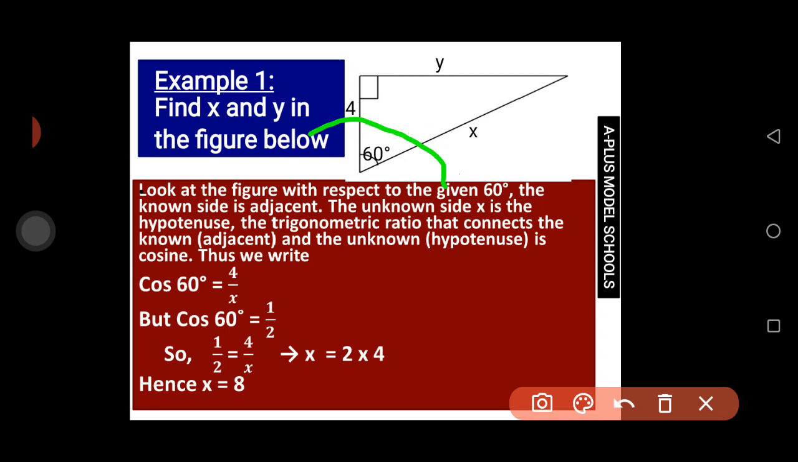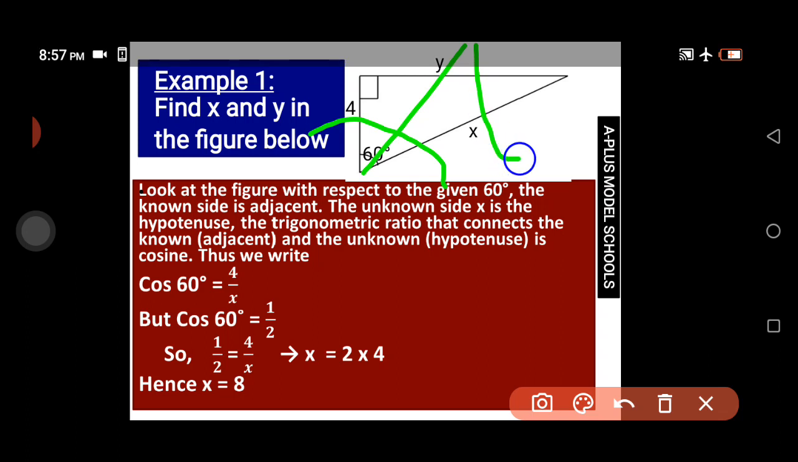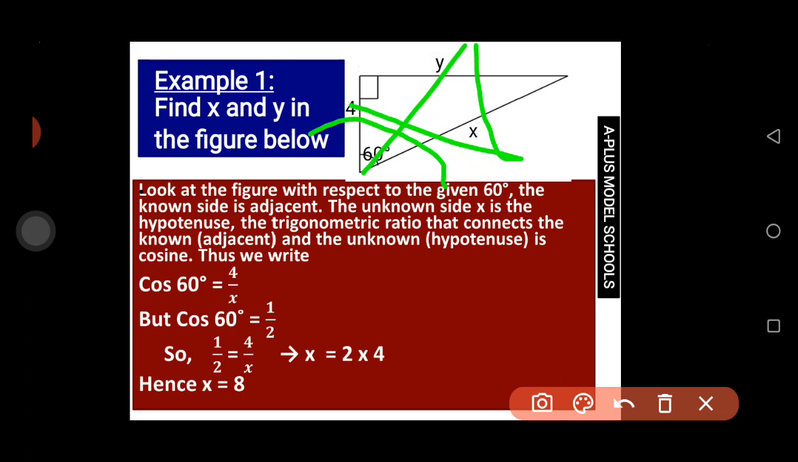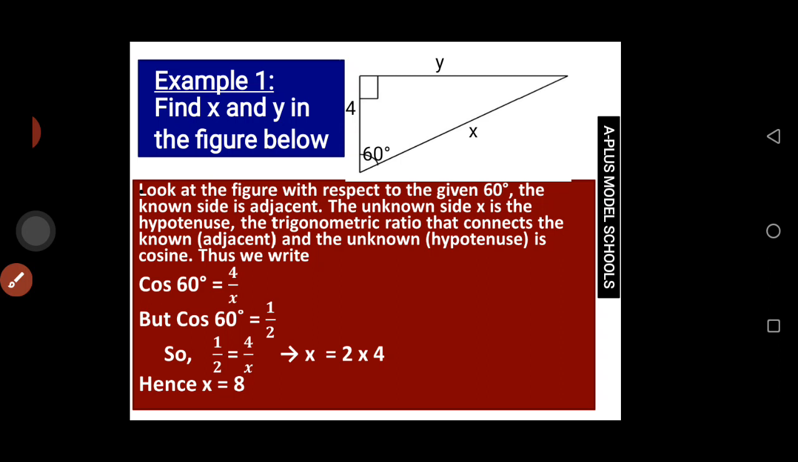So the known side is the adjacent, which is 4. Now this will be my opposite, this will be my hypotenuse, and this will be my adjacent. So I'm given the adjacent side to be 4. The unknown sides are x, which is the hypotenuse, and y, which is the opposite. So if I want to look for the value of my x and y, I will first look at what I am given. I'm given the adjacent side.